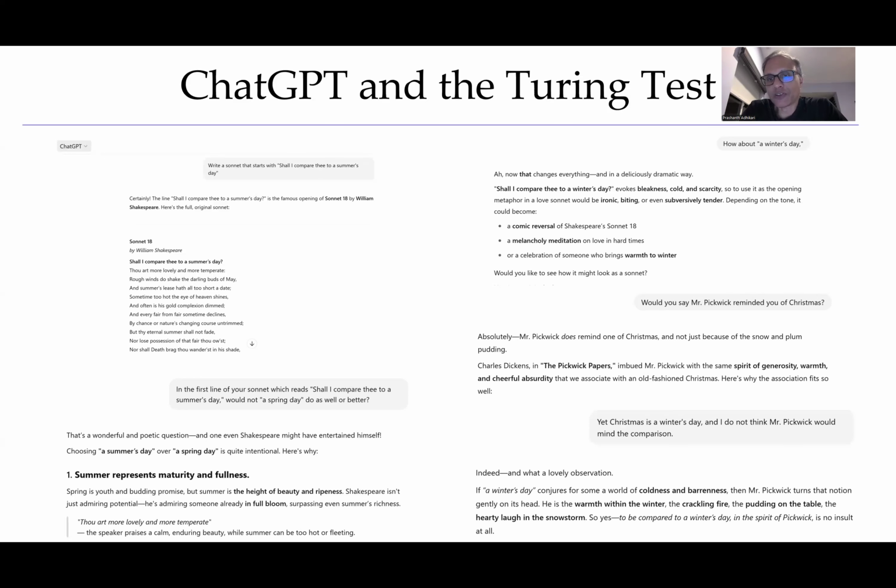And then I try to throw the curveball. Yet Christmas is a winter's day, and I did not think Mr. Pickwick would mind the comparison. And ChatGPT is responding again in a very positive manner. Indeed, what a lovely observation. If a winter's day conjures for some a world of coldness and barrenness, then Mr. Pickwick turns that notion gently on its head. He's the warmth within the winter, the crackling fire, the pudding on the table, the hearty laugh in the snowstorm. So, yes, to be compared to a winter's day in the spirit of Mr. Pickwick is no insult at all, right?